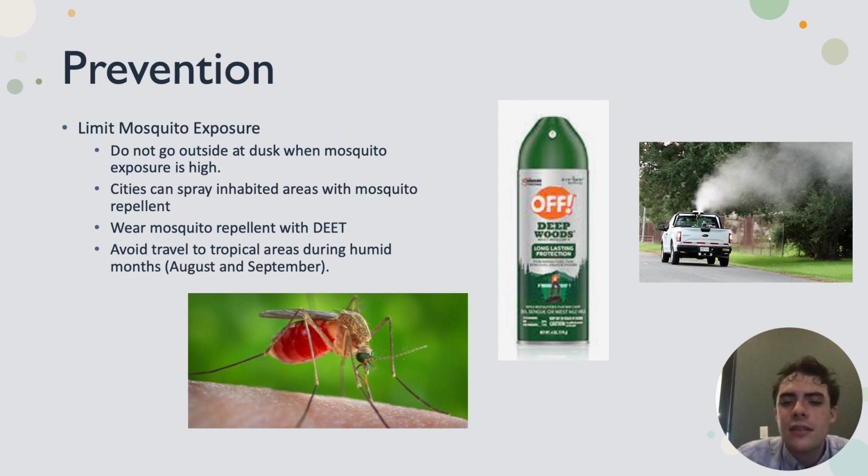Additionally, a drastic thing that we can do, yet also a very effective thing, is we can avoid travel to tropical humid areas during specifically hot and humid months. So that's going to be months like August and September. If we can ensure that we don't go to areas that are tropical, that have high mosquito populations, then we can also limit the amount of times that we might come in contact with a mosquito that has West Nile virus, and we could potentially catch the virus from.